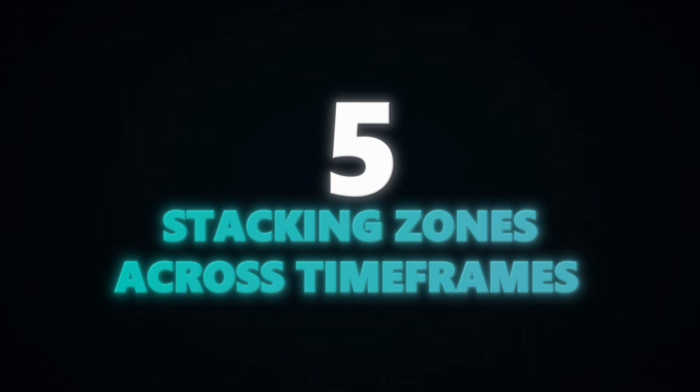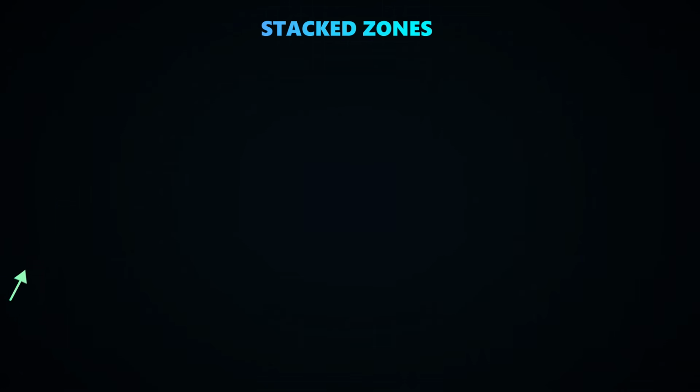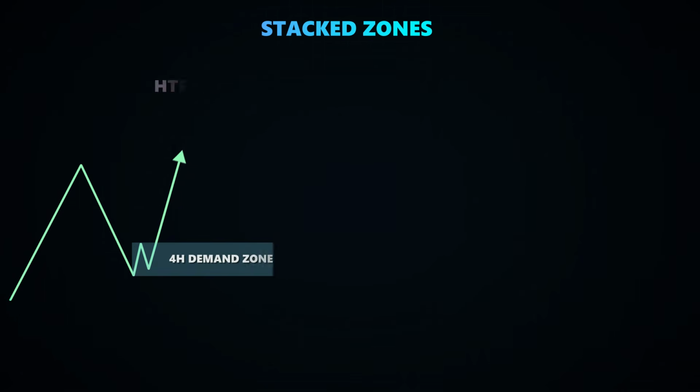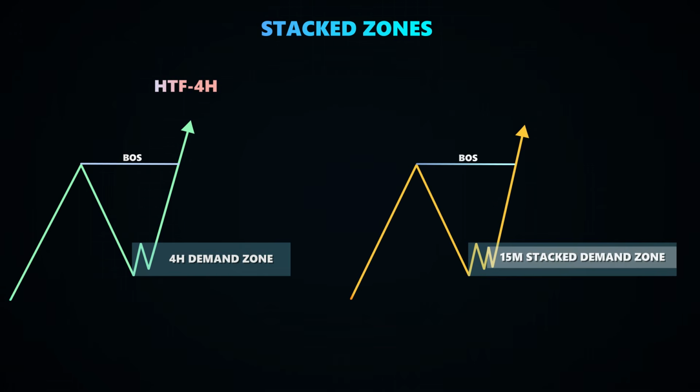Alright, let's talk about rule number 5. Stacking zones across time frames. Here's the idea. Let's say you spot a demand zone on a higher time frame, like the 4-hour chart. Now, imagine you also see a zone forming in the same area on a lower time frame, like the 15-minute. That's what we call stacking, and it makes the zone stronger.